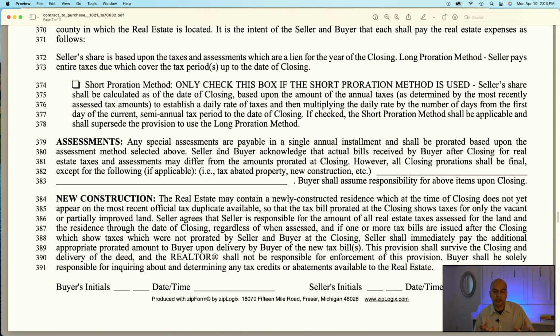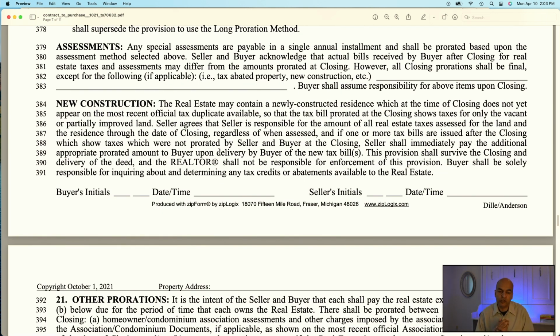This section does cover assessments. Any special assessments, they need to be listed in there. That way the buyer knows any additional tax bills that are becoming due when they close. This also does refer to new construction. In the case of a new construction, the property may not be registered just yet because it's a new home. It's not in the tax officials' records, so upon closing that will get registered, so the numbers might change.